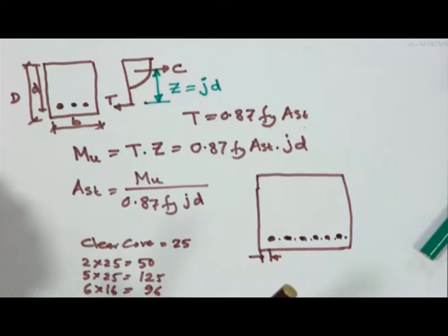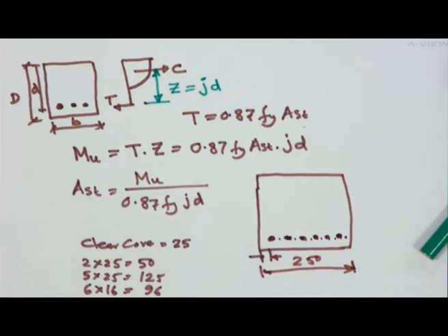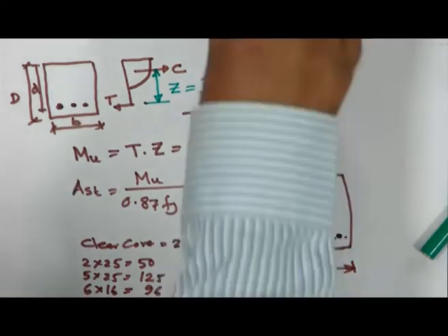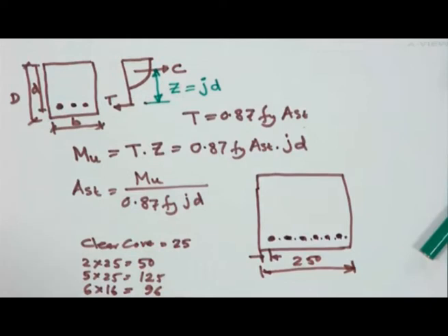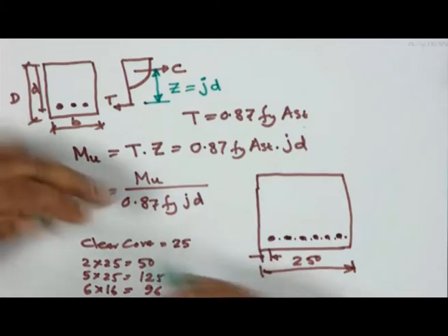So please note that I have got 271 millimeter, but what is the width of the beam we have chosen? That is 250 millimeter. So shall I provide one bar outside? Obviously not. So what is the alternative? How shall we solve this problem? Obviously one solution is that I can increase the width of the beam, maybe to 300 millimeter. Alternatively, let us try another option.